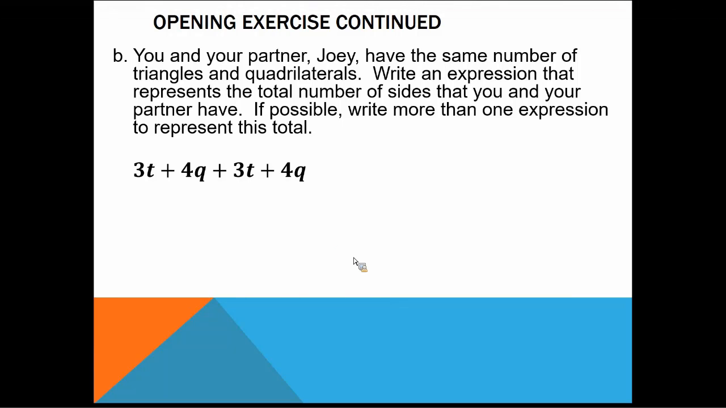Another way, since there's two of us, we both have the same thing, we could multiply it by 2. 2 times the quantity, 3t plus 4q. And lastly, another way that we could write this expression is in its most basic, simplest form, 6t plus 8q.